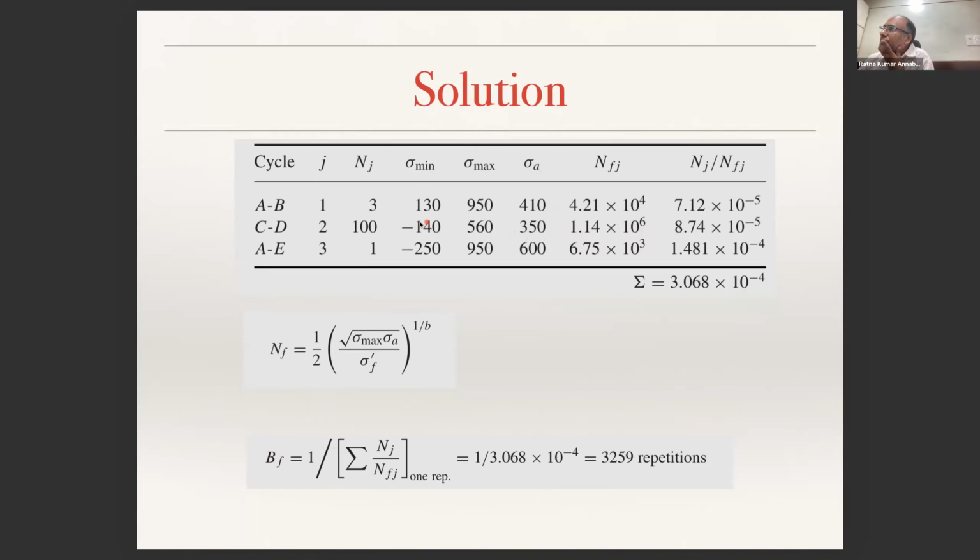If you take sigma min to be 0, then accordingly you have to calculate NFJ. You have calculated N1 here, which will be 3. So Nj will be 3 by NFJ, that will be this number. 100 by this number is this, and 1 by this number is that, right? And that gives you this thing, and then from there you can calculate the number of repetitions.